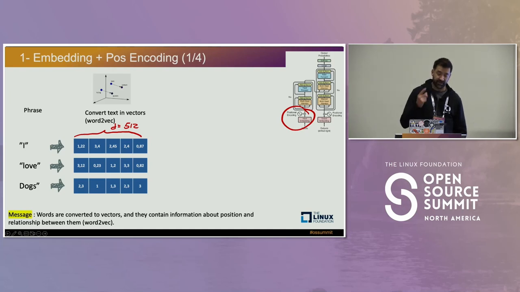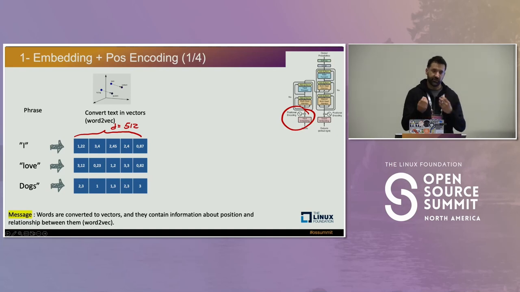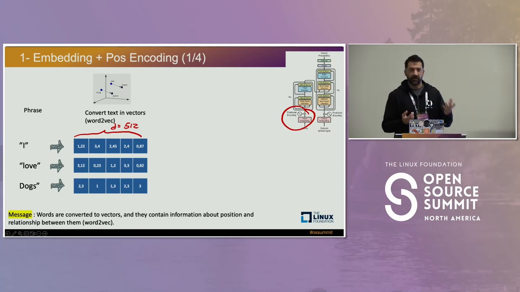But there's another additional problem: the order that the words have in a phrase is also pretty important. What we are doing here is creating embeddings, which is a representation of the words. But we also need to provide more context, more information. With word2vec, we are providing just the meaning of each word. I mean, king is similar to queen, and so on. But we need to be aware of the position of each word in the phrase.